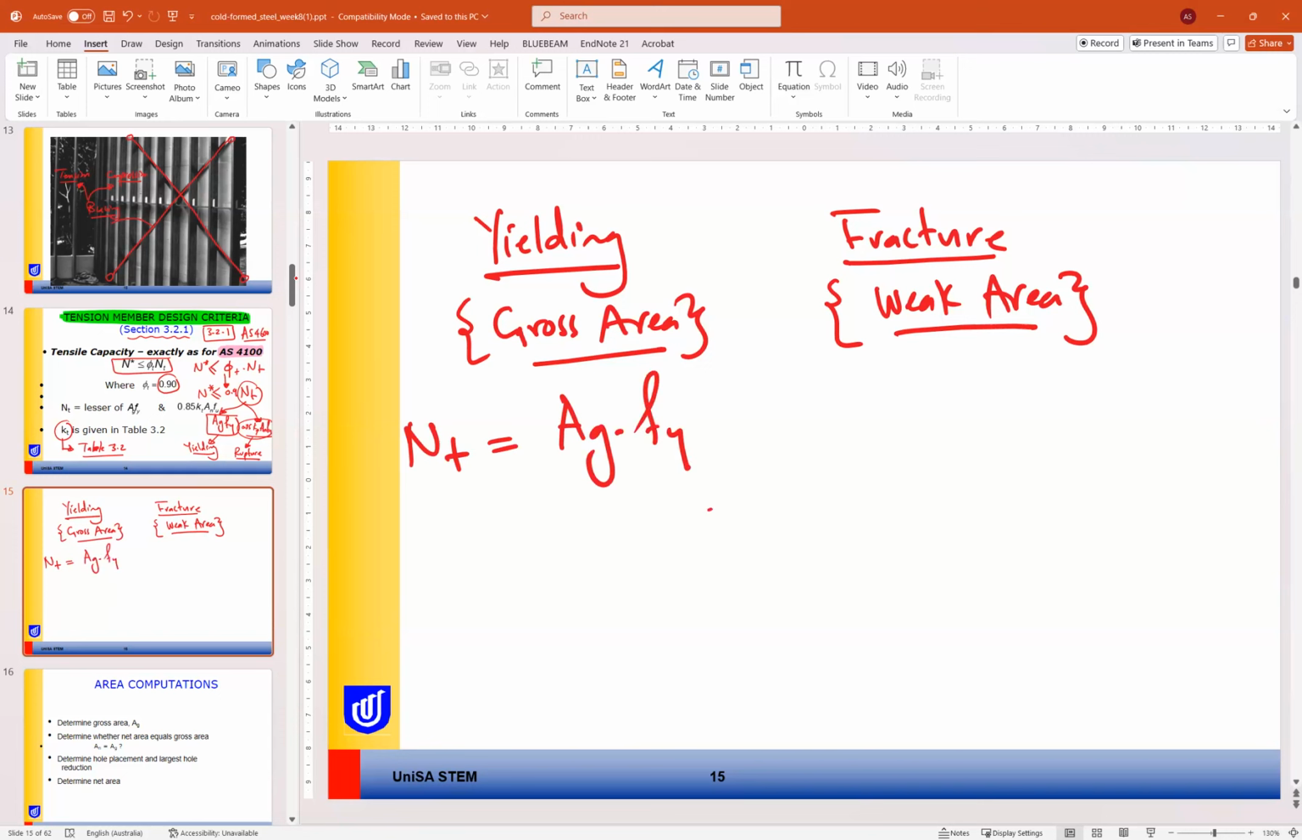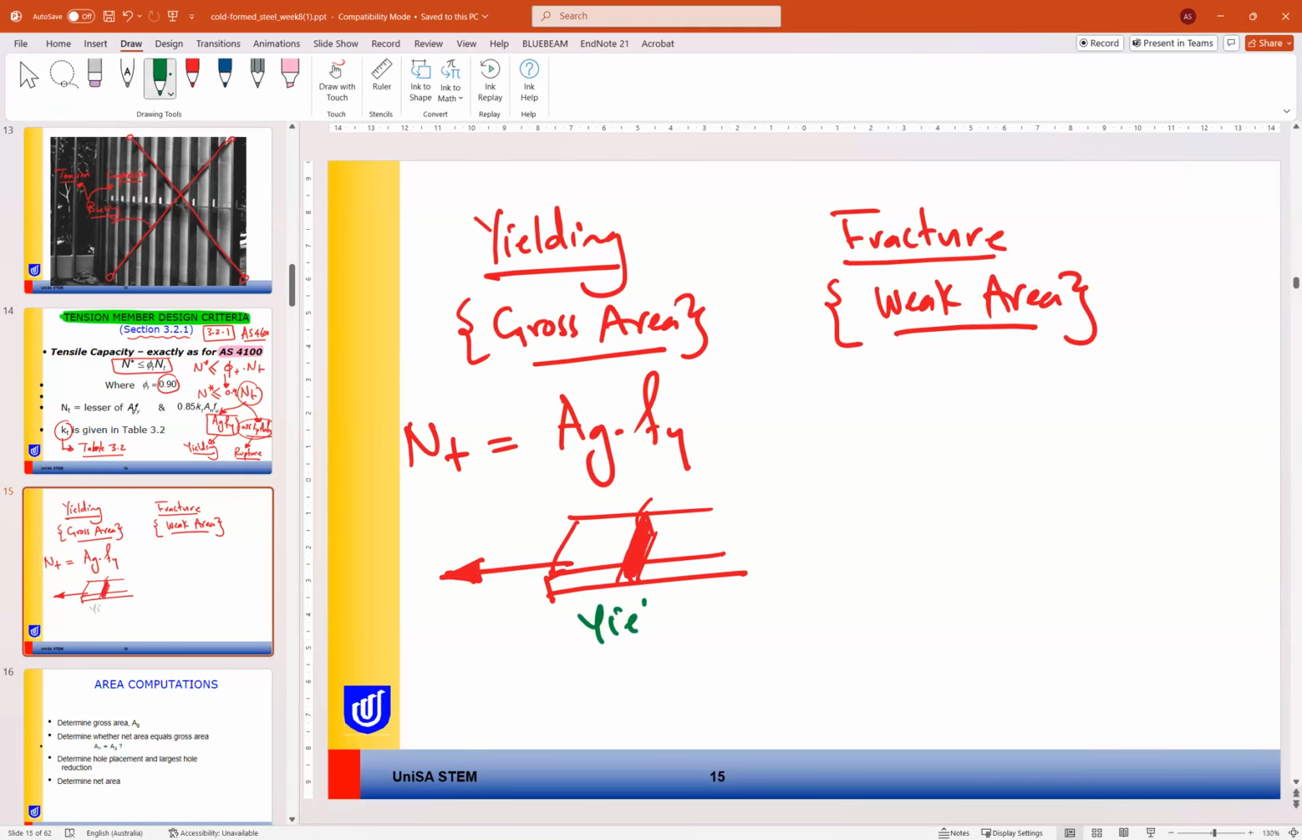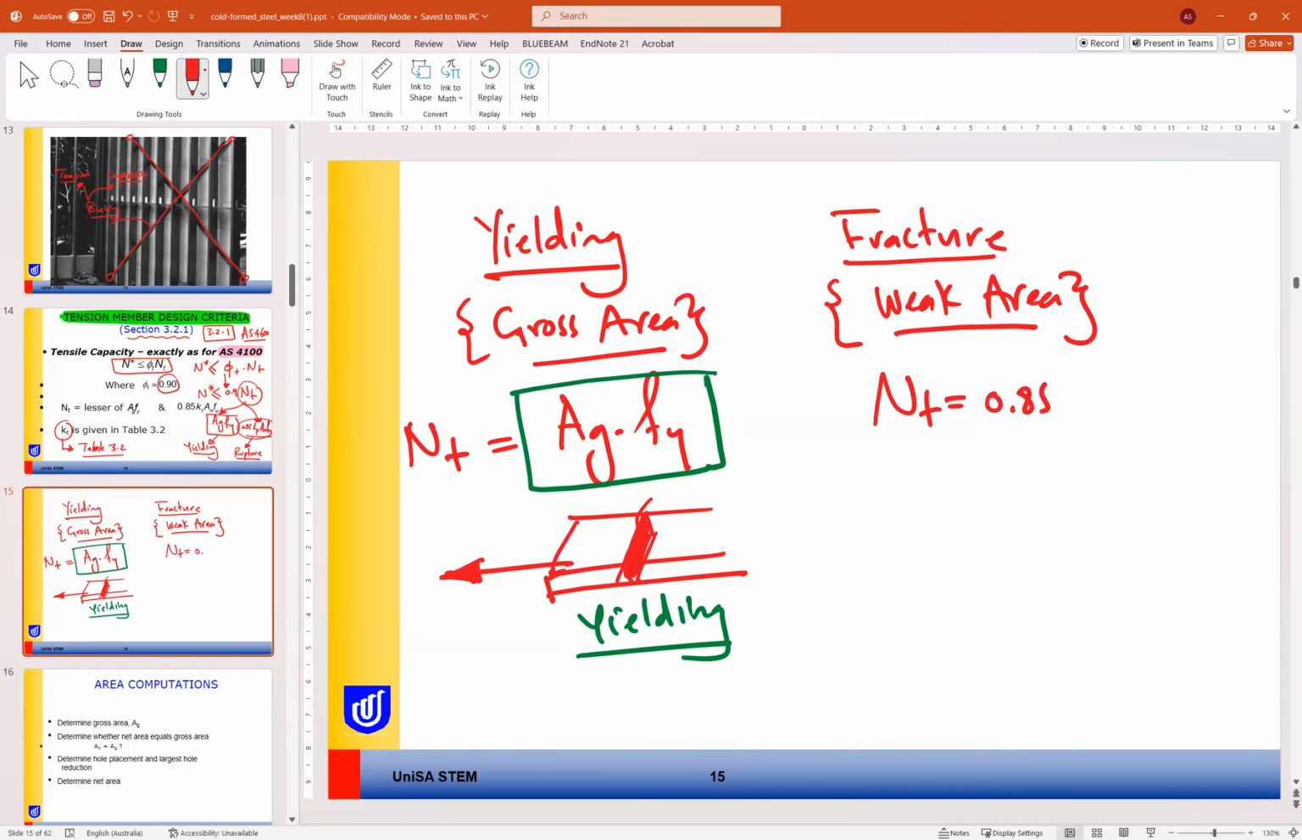So we assume that if this member is under tension, the area of the cross section will be subjected to yielding. If it is yielding, under yielding, it fails. So that's why we have A gross times F yield. For fracture, we assume that NT equals a factor 0.85 KT times AN FU.